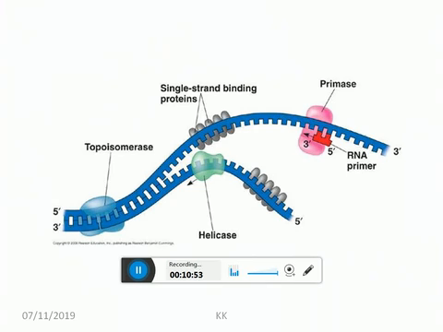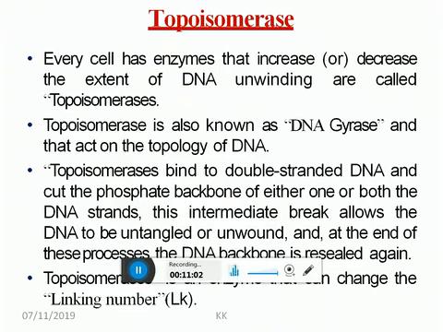They have 4 different synthetics. When it binds to the single-stranded binding protein, it is used for unwinding and stability. Then topoisomerase. This is an enzyme, and this enzyme is used in the unwinding process. Every cell has an enzyme that increases or decreases the extent of DNA unwinding, called topoisomerases. Topoisomerase is also known as DNA gyrase, and that acts on the topology of DNA.